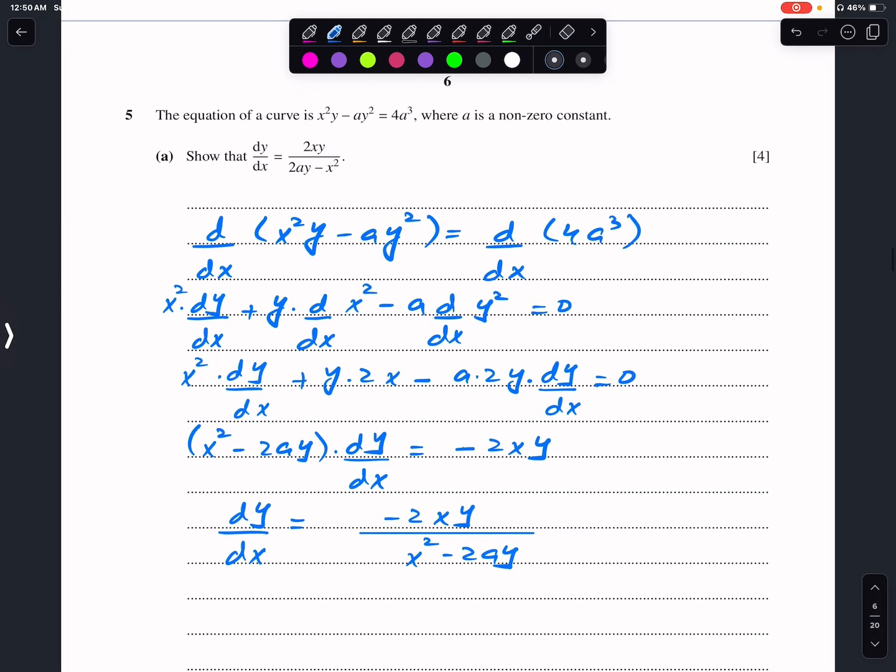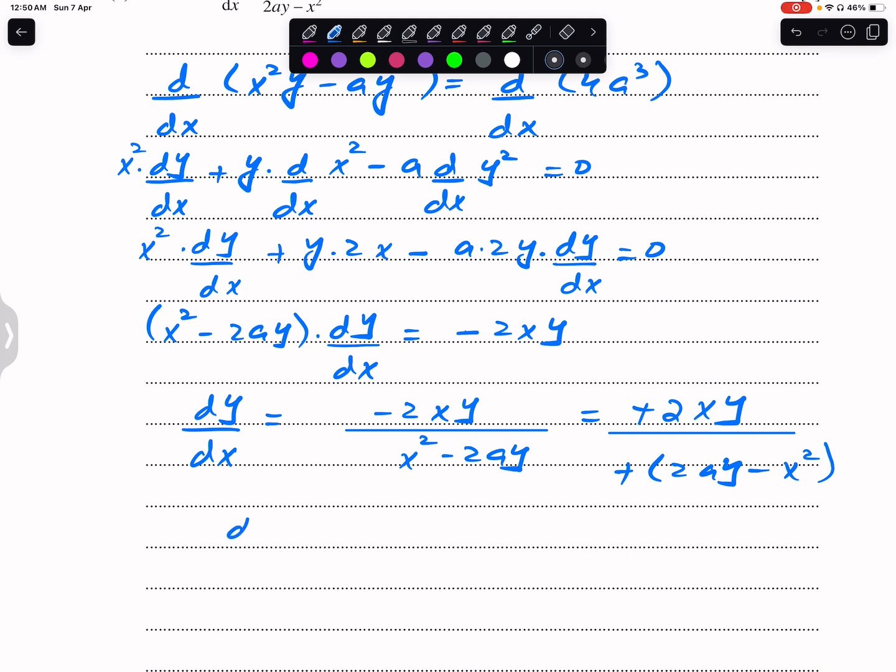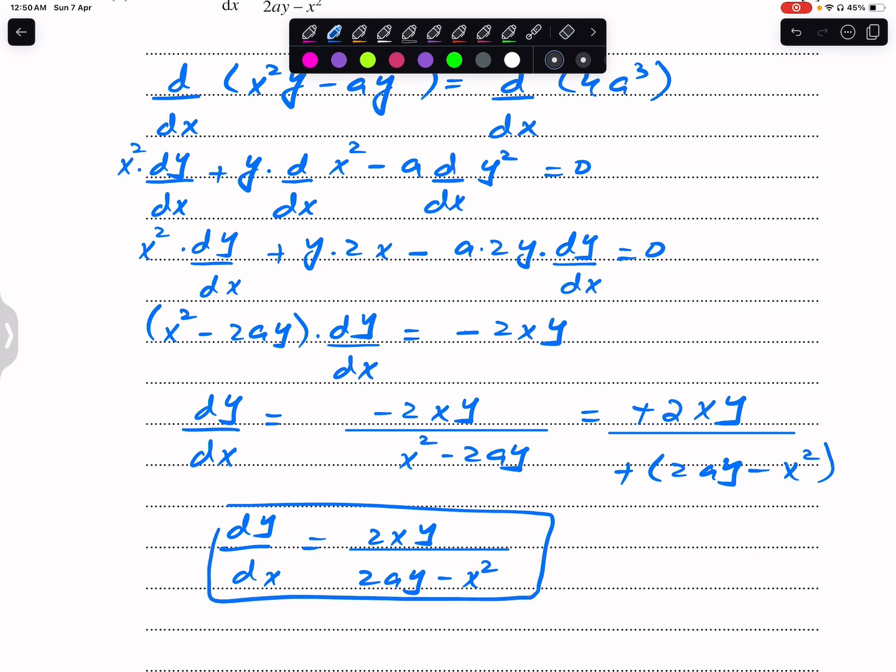So if you look at the required form, what you will do is take the negative common from the denominator. So this will be 2ay minus x square, and then the negative will be cancelled out. So your derivative will be 2xy whole divided by 2ay minus x square. This is your required derivative.